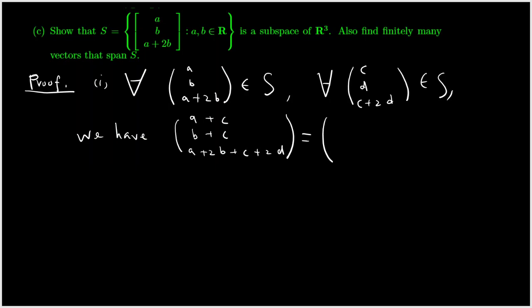Now all we need is to rewrite the third component in slightly different form. I think all of you can understand this. The first component is a plus c. The second component is b plus d. We want to show the third component is the first component plus 2 times the second component.